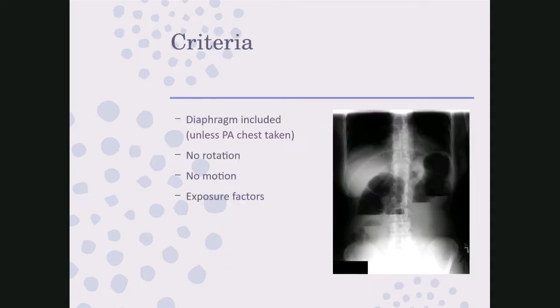Okay, when we take that image, as far as the criteria we're looking for, the diaphragm has to be included. And you can see right here, they've got the diaphragm included. Left hemidiaphragm sits lower than the right because of the liver. There's no rotation. There's no motion. The exposure factors look acceptable.